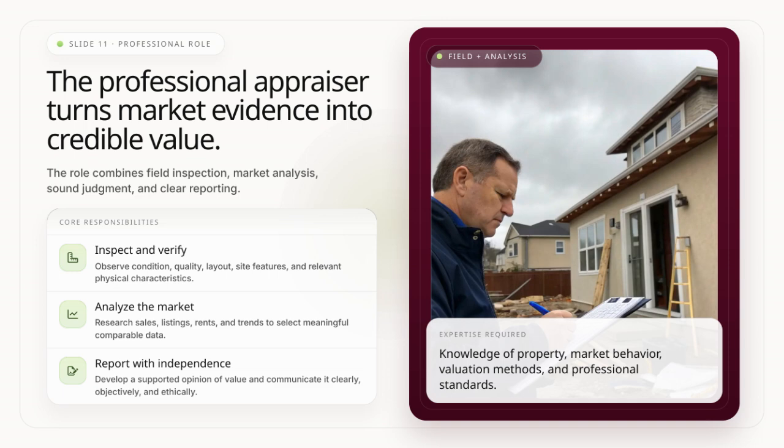Underlying all these tasks is a foundation of expertise. The appraiser needs comprehensive knowledge of the property, market behavior, valuation methods, and professional standards to carry out their responsibilities effectively. This combination of fieldwork and analysis, guided by expertise, is what makes the appraiser's role so professional and vital.